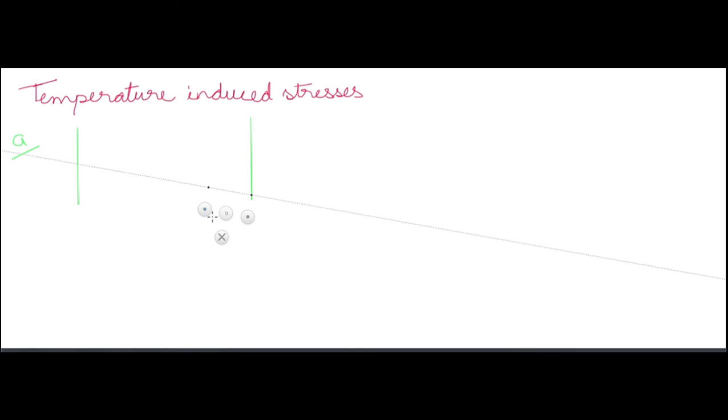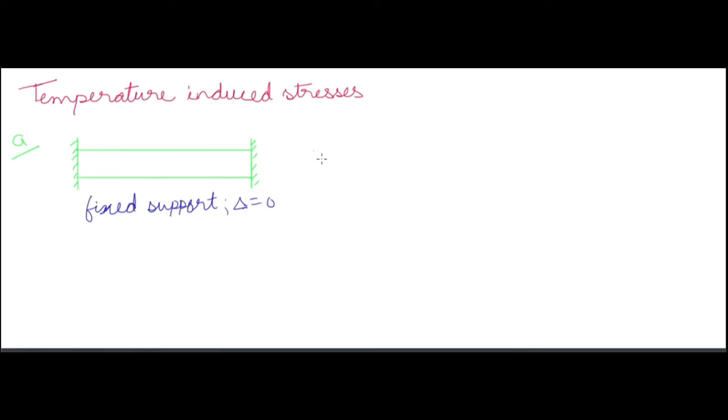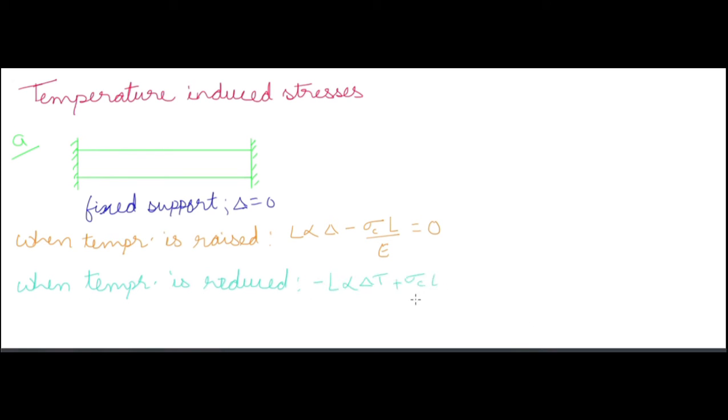Now temperature induced stresses. So we have seen the stresses due to axial pull, or stresses due to self weight, means the extension due to self weight. Now we will see extension due to temperature, or stresses induced due to temperature. Because the stresses are only due to the extension that has been restricted. So if you restrict the extension, a stress will be induced.